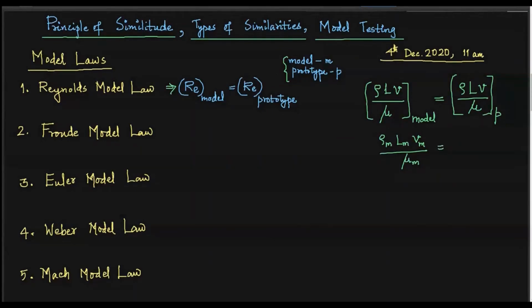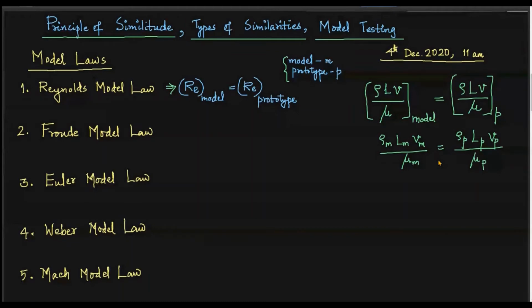See, these fluid properties depend on the fluid under the circumstances. For example, if you are conducting a model test on a ship, where the model is tested in water, pure water or sea water, then that density has to be taken, that viscosity has to be taken. So rho m L m V m divided by mu m is equal to rho p L p V p divided by mu p. Okay, this is how we use it.